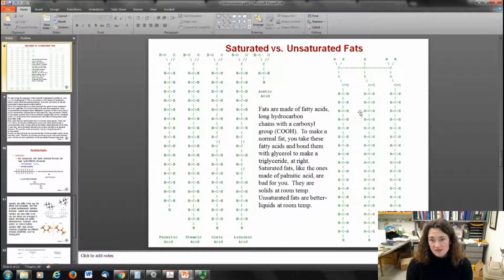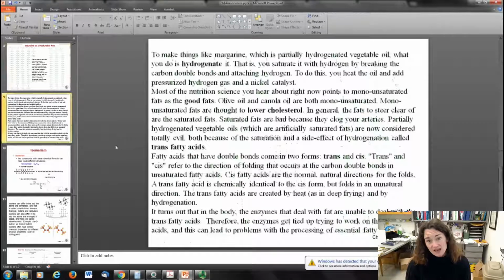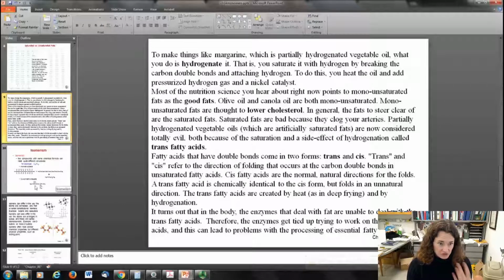Fats are made of fatty acids, which are long hydrocarbon chains that have a carboxyl group, or COOH group, on one end. To make a normal fat, you take the fatty acids and bond them with glycerol to make a triglyceride, which is shown here on the right. Saturated fats, like the ones made of palmitic acid, are bad for you, and they're solids at room temperature. But unsaturated fats are better because they're liquids at room temperature, and so they don't clog your arteries. That's one reason. There are other reasons listed here on the slide. If you want to learn more about it, I saved these slides underneath the lecture, and you can read on.